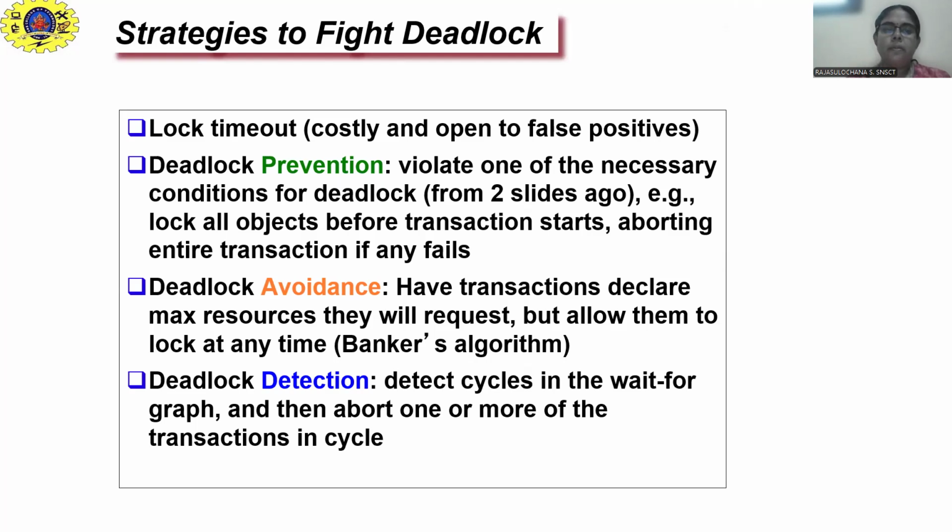So what is meant by deadlock prevention is that it violates any one of the necessary conditions of deadlock. What are the necessary conditions of deadlock we have seen? We have seen there should not be any preemption.